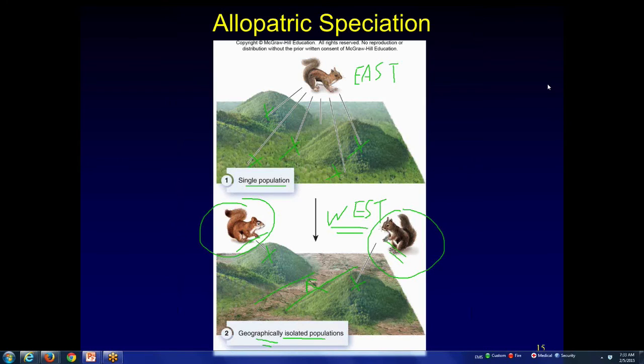And human beings can kind of do this too. We can create islands of habitat through development. So it's not just because of the weather, like the deserts. It could be that we have built cities down here in these valleys. And so we might contribute to allopatric speciation without even knowing it.